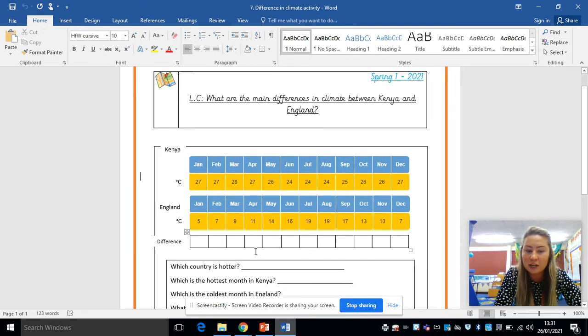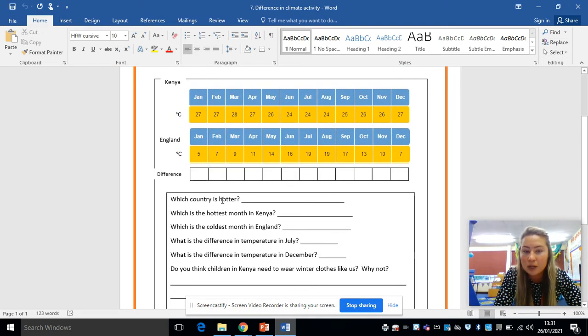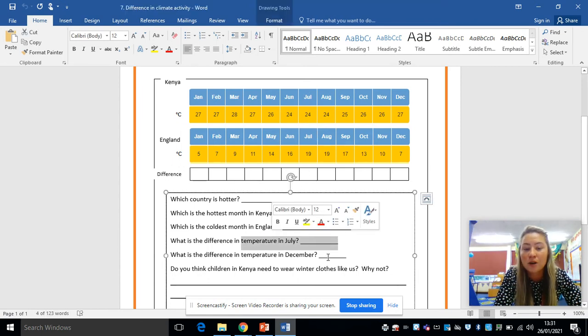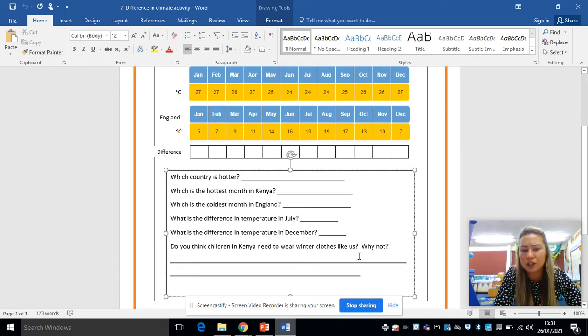Then it wants you to have a think about which country is hotter. It wants you to have a look at which is the largest number here to find out which is the hottest month in Kenya, which is the coldest month in England. What's the difference in July? So having a look, taking the smallest number away from the largest number, finding the difference, and it wants you to fill it in here. What's the difference in temperature in December? And do you think children in Kenya need to wear winter clothes like us? And why or why not?